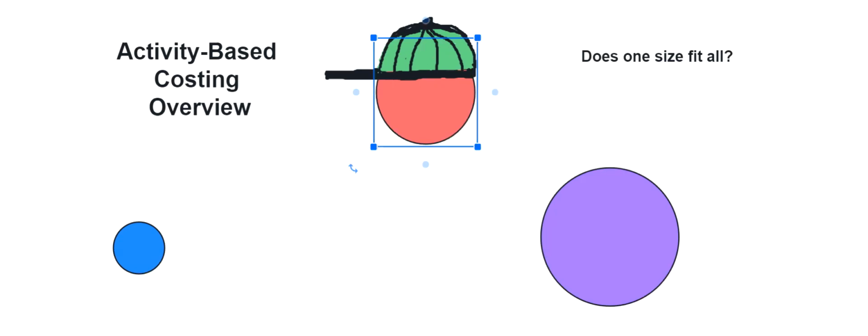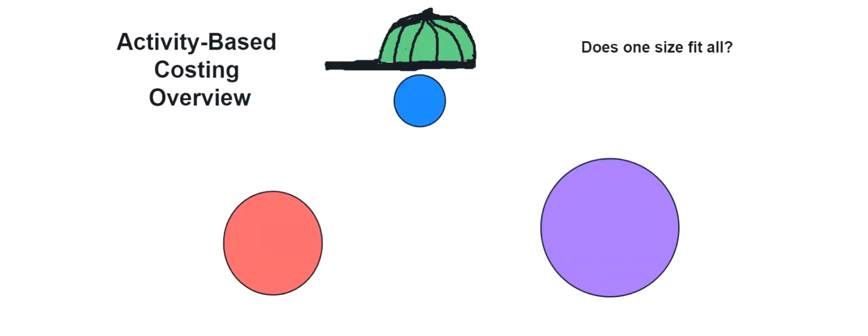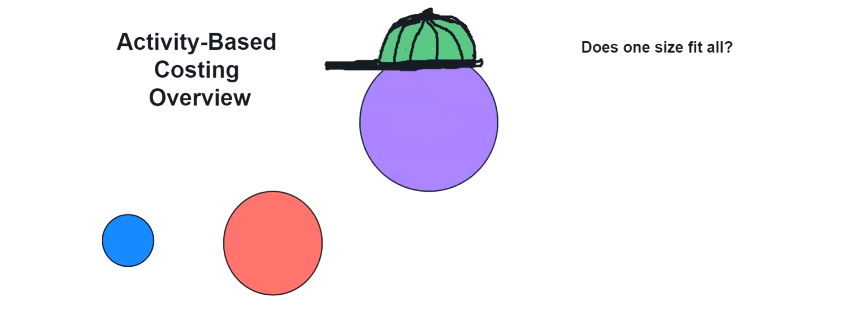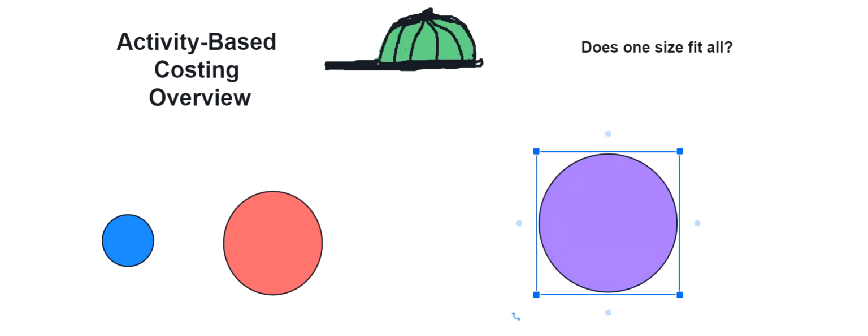But what about if it wasn't you? What if instead it was your little brother or sister? Wow, they get swallowed up by the hat. Hat doesn't really fit them very well. And then what if instead of your little brother or sister, it was somebody with a much, much bigger head? Well, it would just barely sit on top of their head. It doesn't fit them at all. They would look very silly. It wouldn't protect them like a hat should. So for the question, does one size fit all? The answer is no, it doesn't.